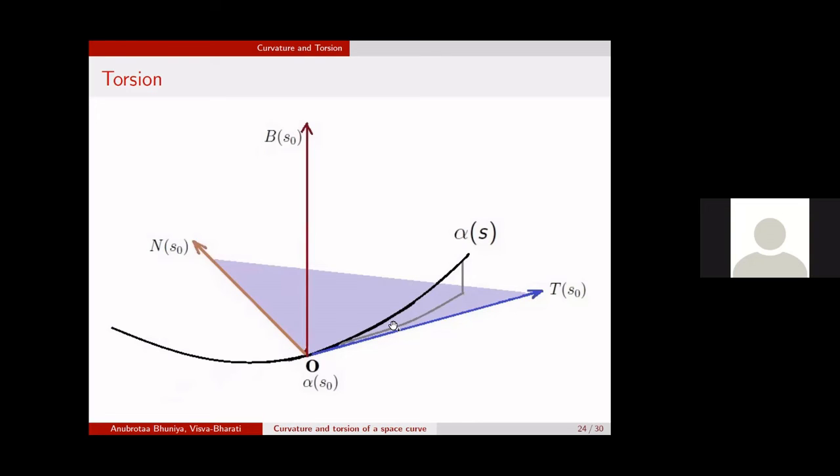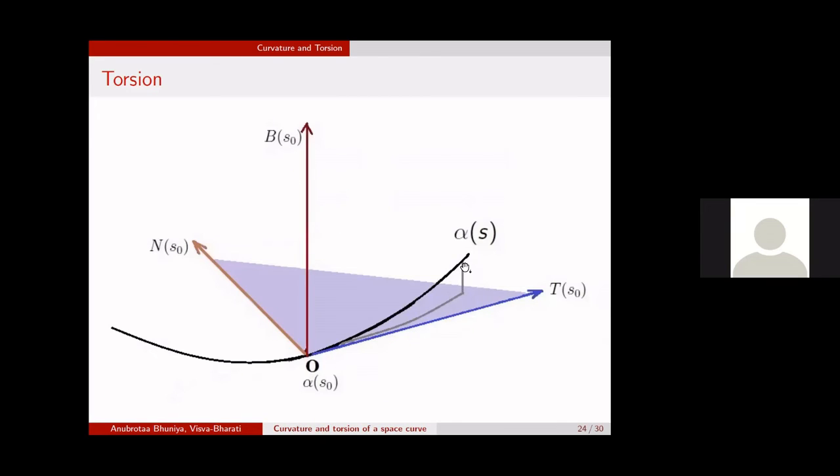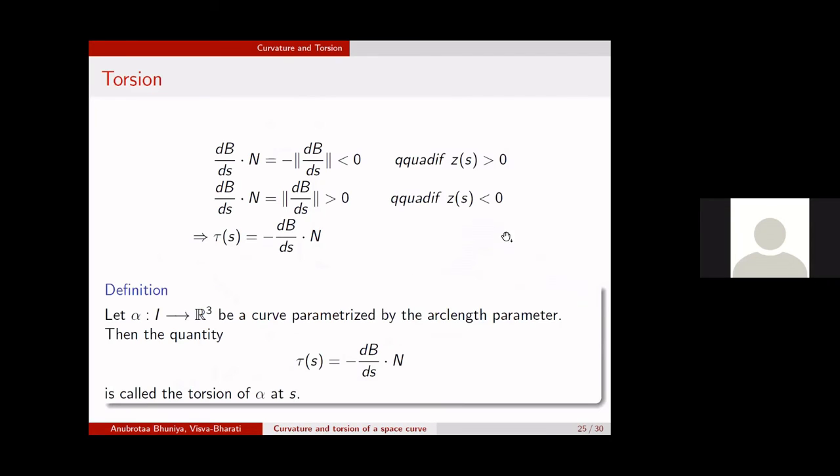So basically, what we're getting is db/ds dot n is equal to minus the norm of db/ds, which is less than 0, if z(s) is greater than 0. And db/ds dot n is the norm of db/ds, which is greater than 0, if z(s), I'm denoting this as z(s), is less than 0. Now what do we want?